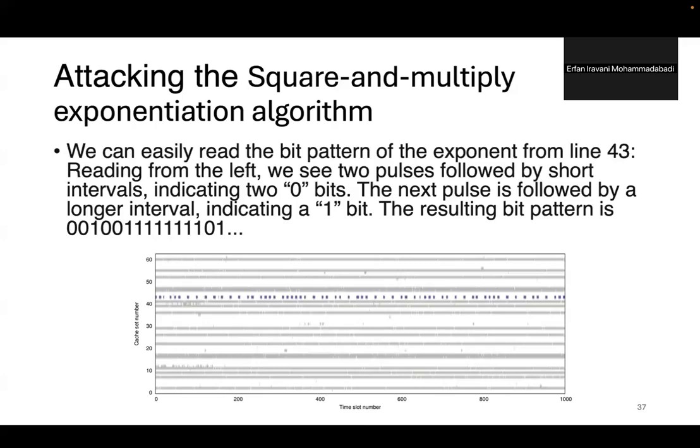And the pauses between the pulses are either around 6 time slots for 0 or 16 to 17 time slots for 1. So we can easily read the bit pattern of the exponent from line 43. Reading from the left, we see 2 pulses followed by a short interval, indicating 2 zero bits. And then the next pulse is followed by a longer interval, which indicates a 1 bit. And the resulting bit pattern is something like 0 0 1 0 0, which we can see on the slides.